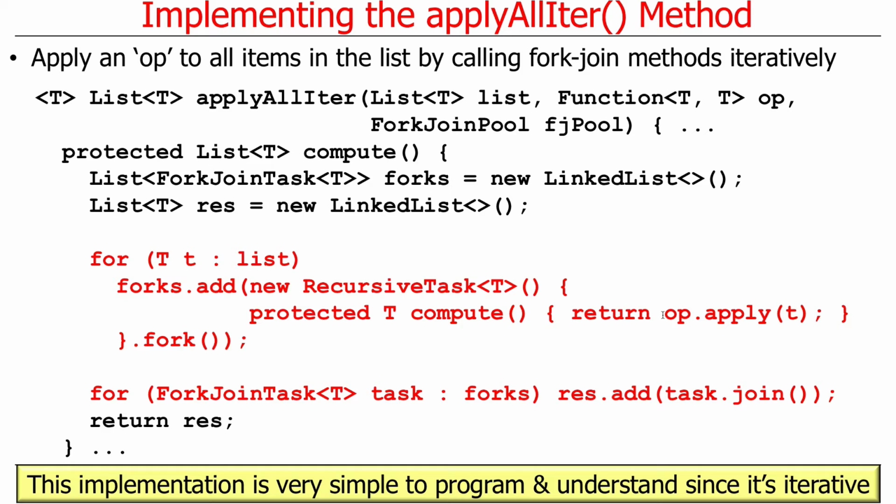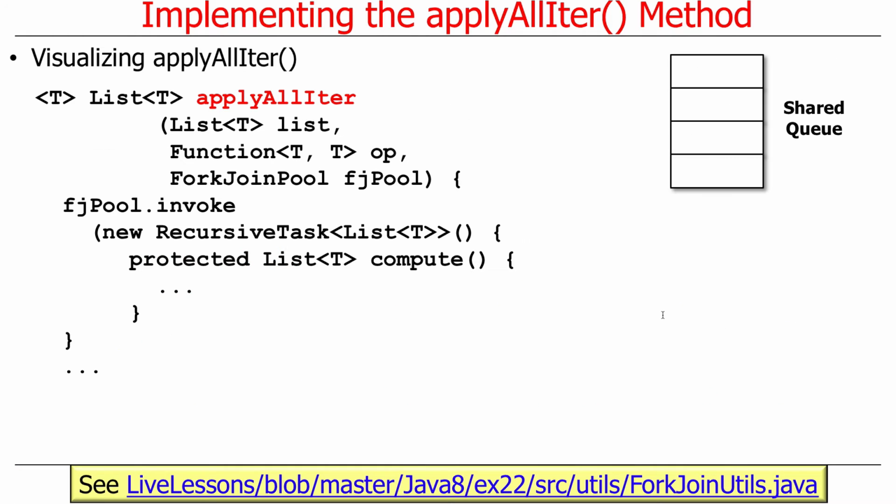This implementation is pretty simple to program. It may not be obvious to understand at the moment because I have to explain a few more things, but I think you'll agree with me that it's pretty straightforward. You make a linked list of the tasks that you want to fork. You make a linked list of the results you want to get from those forked tasks, and then you go through and fork them, and then you go through and wait for the results using join, and when everything's done, you return the list of results. So that's the basic model.